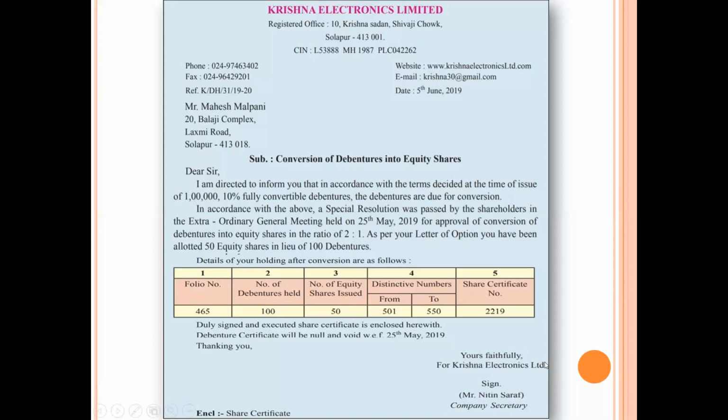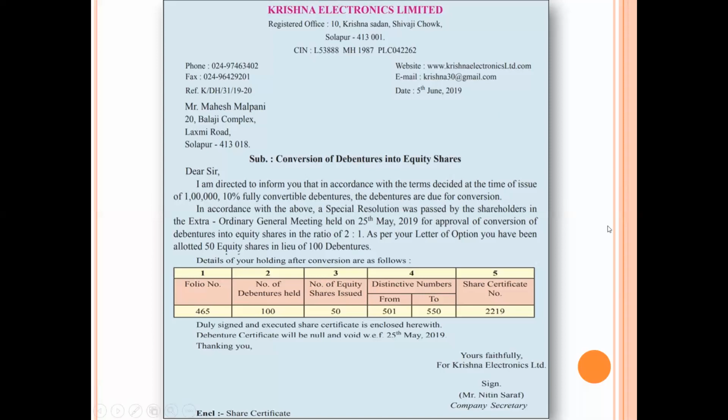Yours faithfully, for Krishna Electronics Limited. Signed Mr. Nitin Saraf, who is the company secretary, and enclosure: share certificate. So in this way, the letter is written, what has been decided in the meeting and which lot has been given is mentioned like this. So I hope class you have followed the letter, and again all the letters are very easy, precise, to the point. You can say this is an example of conciseness. Remember class, it should be brief but to the point and precise.